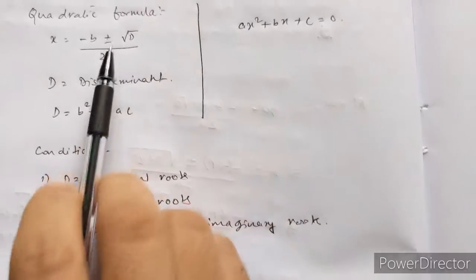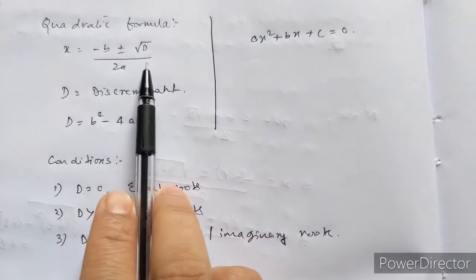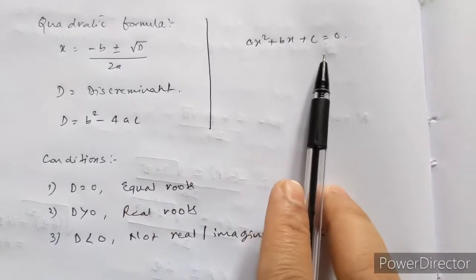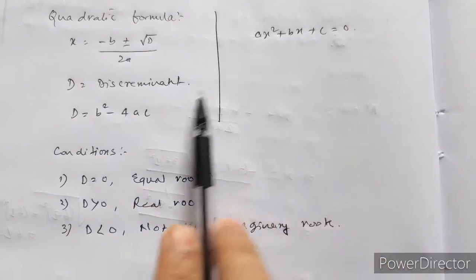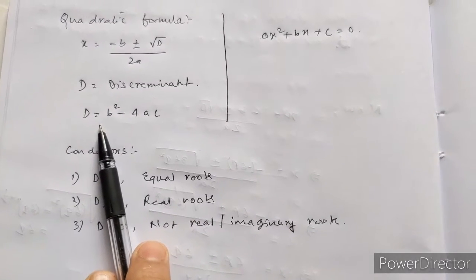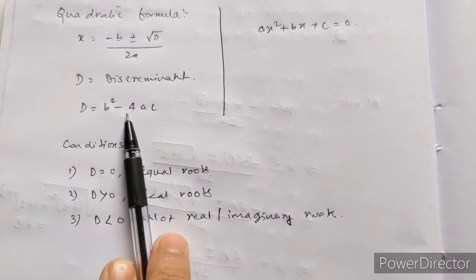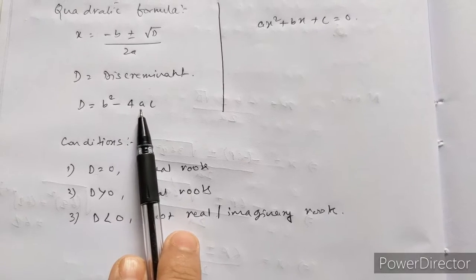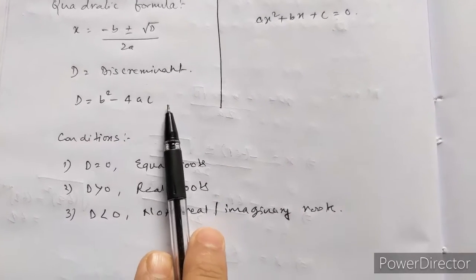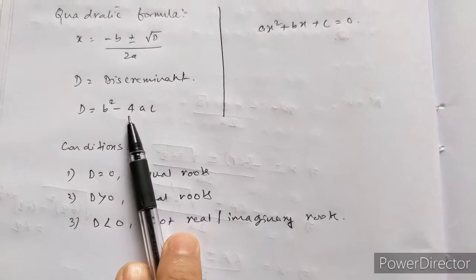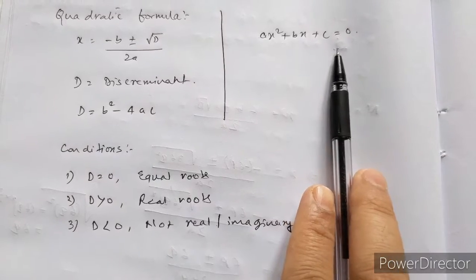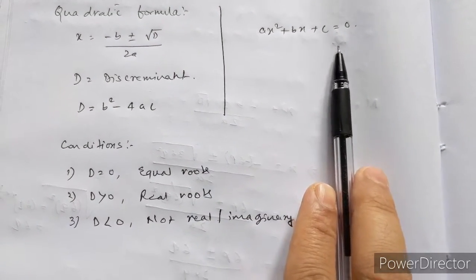This is the quadratic formula: x is equal to minus b plus minus root over d, by 2a, and this is the general form of the quadratic equations. Here d is the discriminant, and the value of d can be calculated by using this formula, that is b square minus 4ac, and we can get the values of a, b, c from the general form of the quadratic equation which is given in the question.